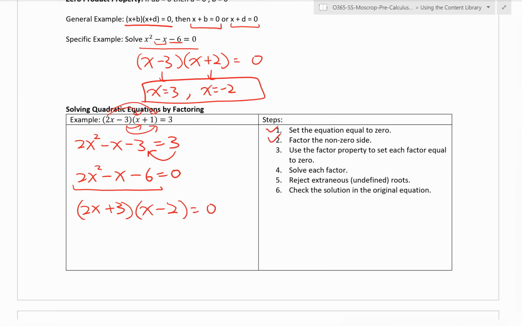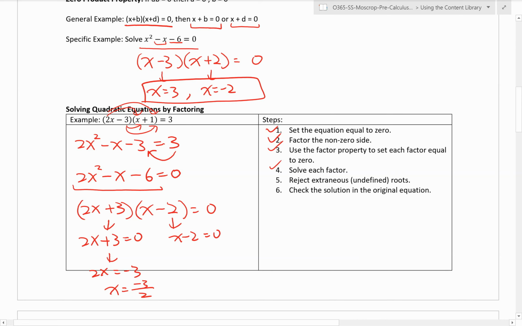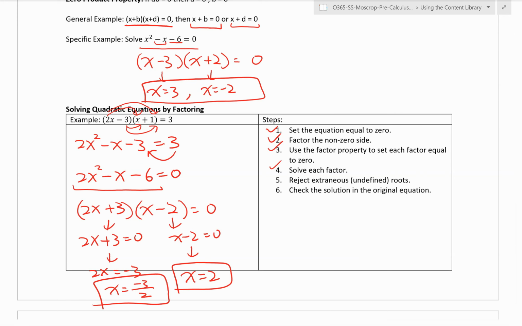Step 3, use the factor property to set each factor equal to 0. Well, we just did, I guess. And then solve each factor. So now Step 4 is to make each factor 0: 2x plus 3 equals 0, and x minus 2 equals 0, and you solve them separately. In the first, you subtract 3 on both sides and divide by 2, and you end up with x equals negative 3 over 2. In the second, you move 2 to the right, you get x equals 2, and you're done. Now Step 5, check for extraneous roots. Sometimes it does happen. Check the solution in the original equation.